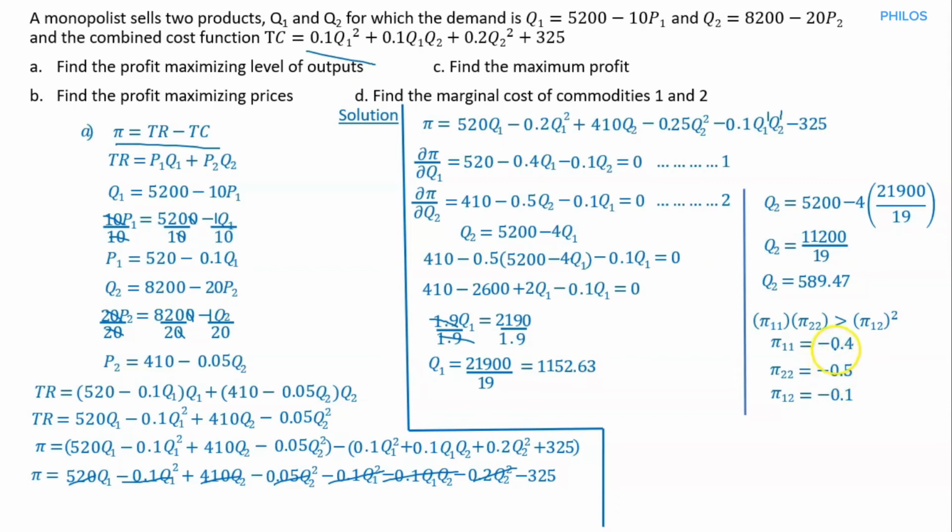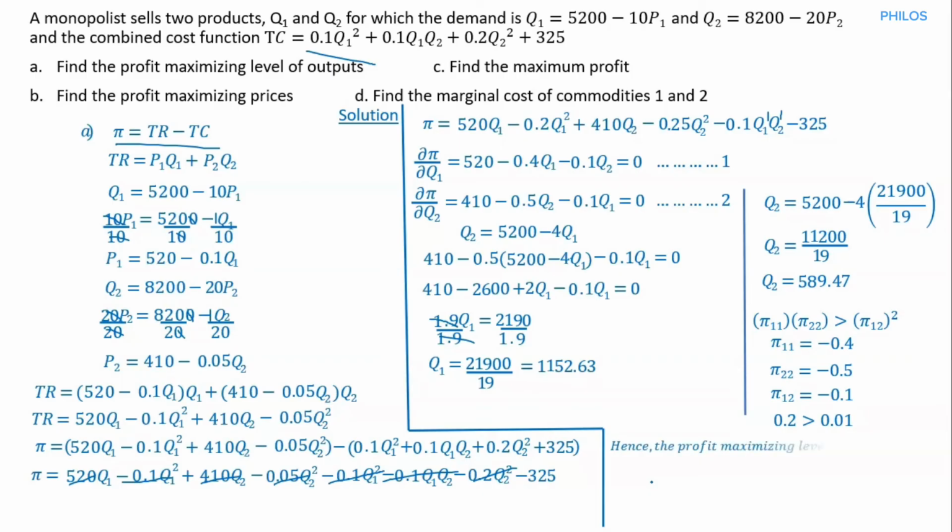Now, when you multiply negative 0.4 and negative 0.5, what do you get? You get positive 0.2. And negative 0.1 squared, which is the cross order, should give you positive 0.01. So you realize that 0.2, which is the product of the two second partials, is greater than 0.01. Since it is greater, it means that profit is actually maximized at those output levels.